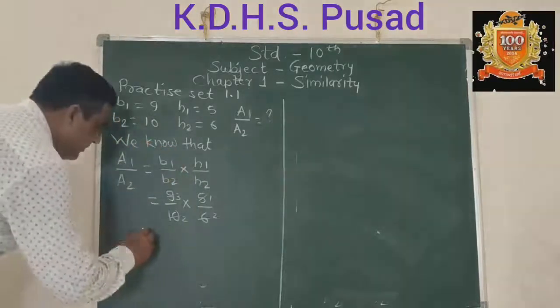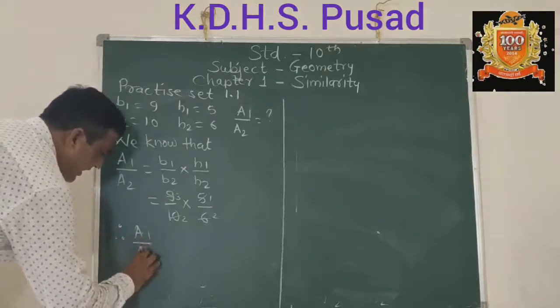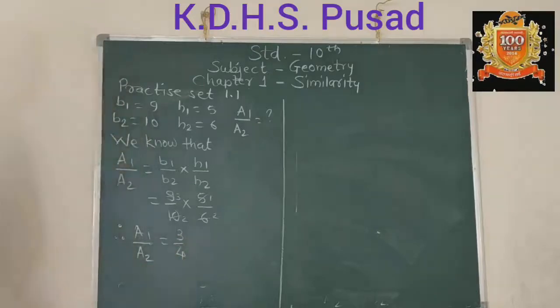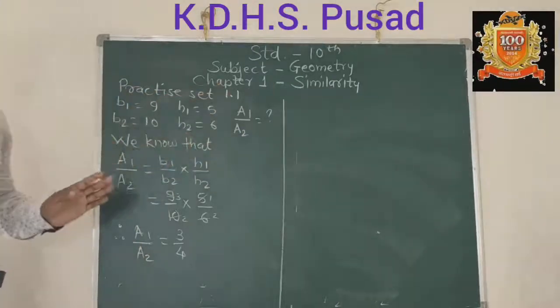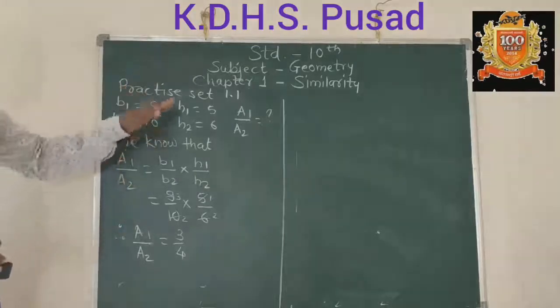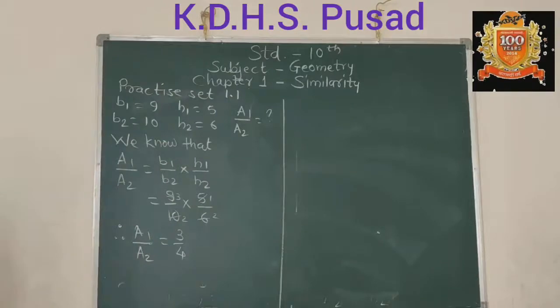So here, therefore, A1 by A2 is equal to 3 by 4. So in this way, you can find the ratio of areas of two triangles. So out of these 6 values, if any 5 values are given, you can find the 6th value by this same form. Okay.